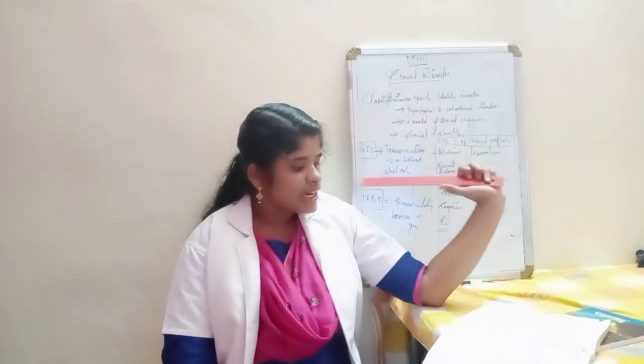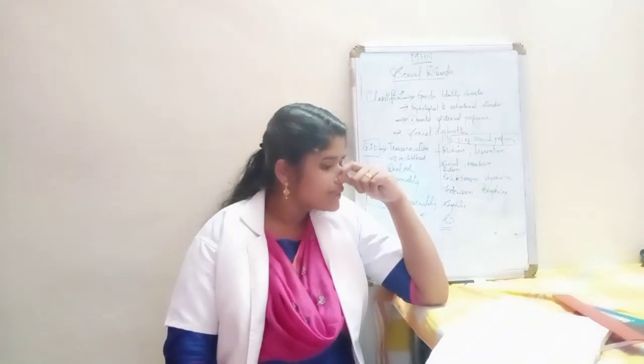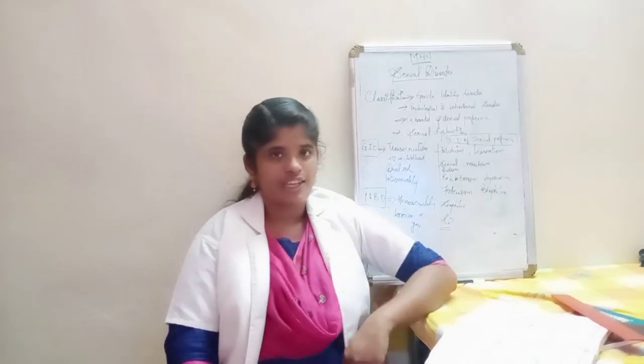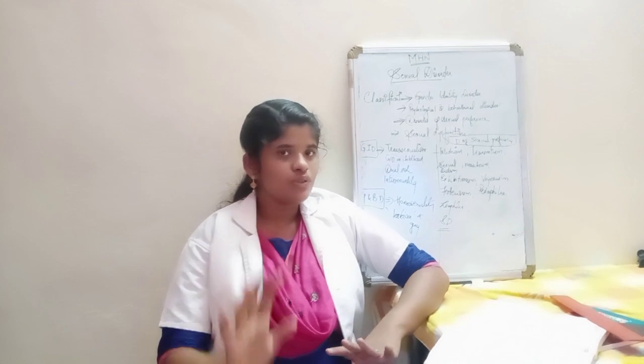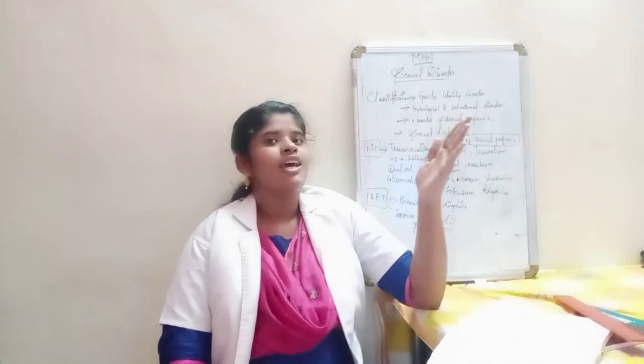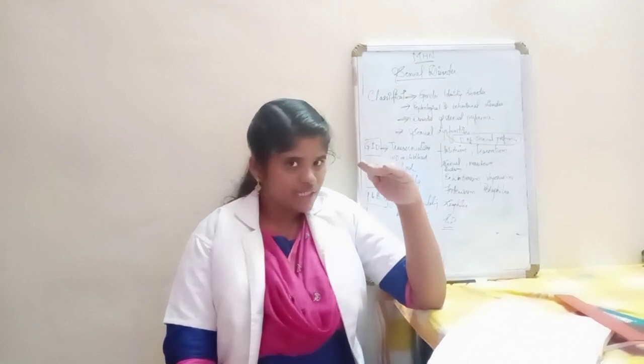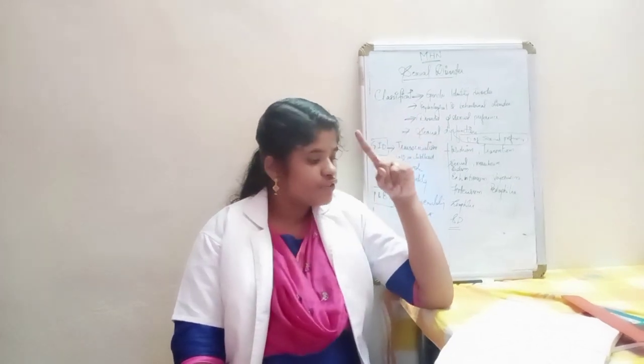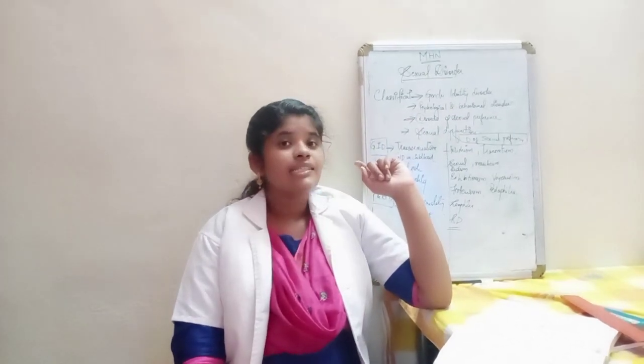First one is gender identity disorder. As per ICD-10 classification, it is F6. In gender identity disorder also there are four classifications. Don't get confused: sexual disorder is classified into four, and the first one is gender identity disorder, which again has four classifications. First one is transsexualism.